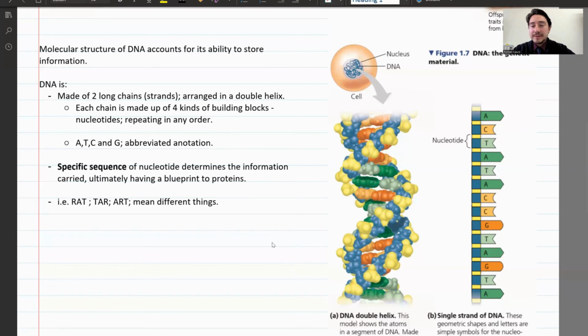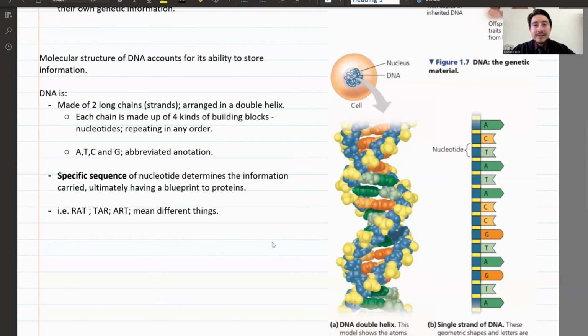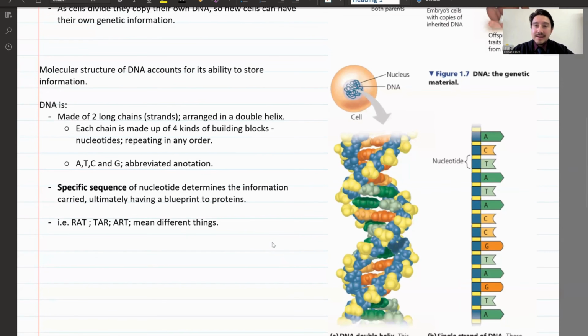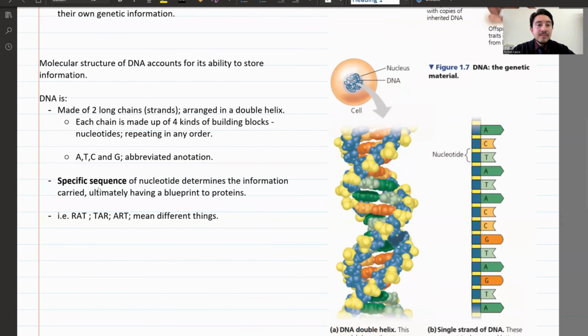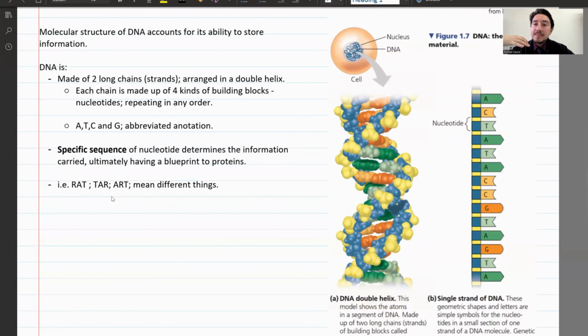Okay, so I've been talking about DNA here and DNA there. What, how does DNA actually look like and what is it composed of? Right, so going a little bit lower here, the molecular structure of DNA accounts for its ability to store information, right? Remember, structure fits function, right? So DNA is made up of two long chains. Each individual chain looks something like this, okay? And there are essentially two chains that are interacting together and they're coiled up into a helix.